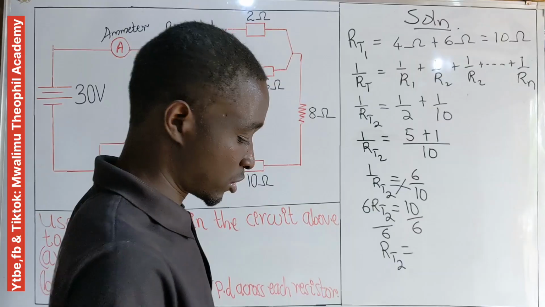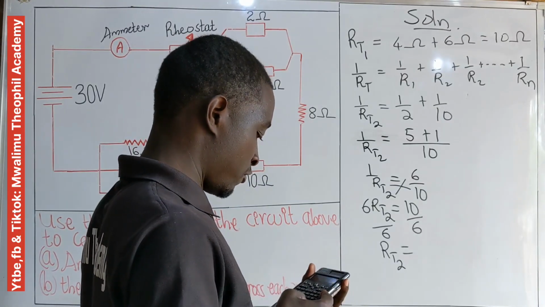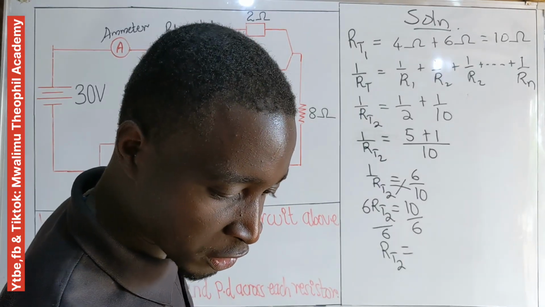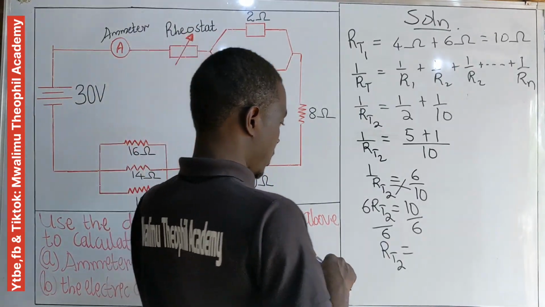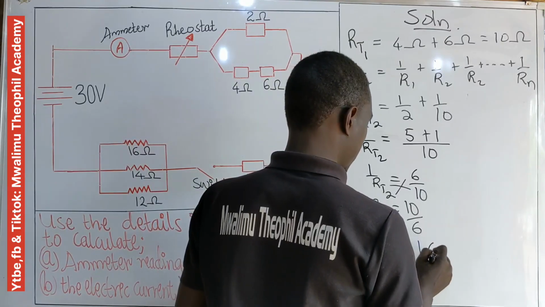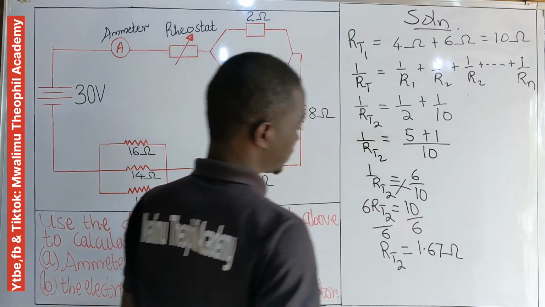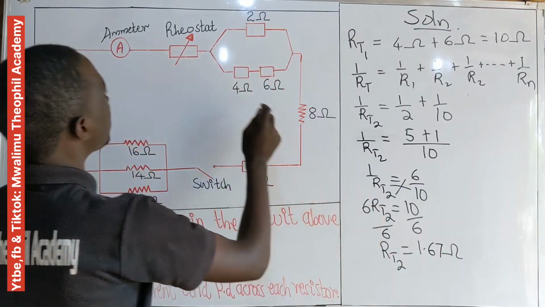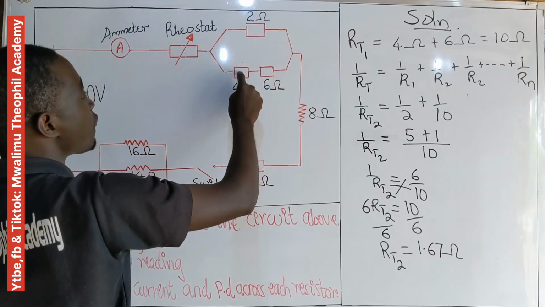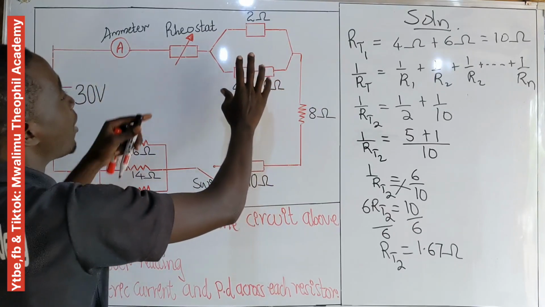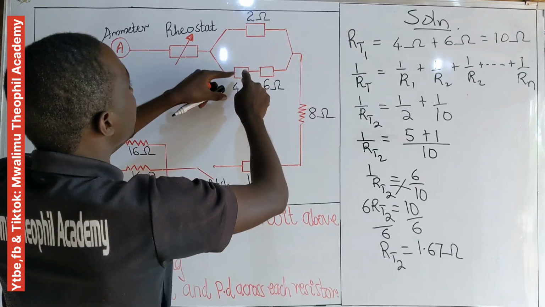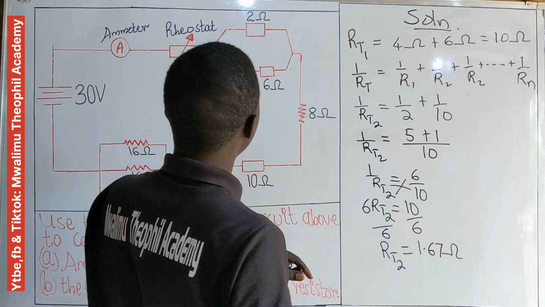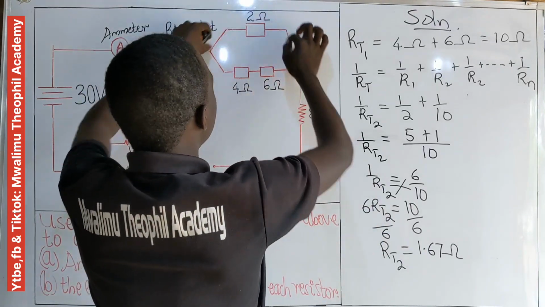Now when we compute 10 divided by 6, we get 1.66, which is approximately 1.67 ohm. It means that a resistor having 1.67 ohm will replace the 2 ohm resistor, 4 ohm resistor, and 6 ohm resistor. Now, instead of including these three resistors, we are going to use a single resistor having a resistance of 1.67 ohm. After that, we are through with this first parallel system.